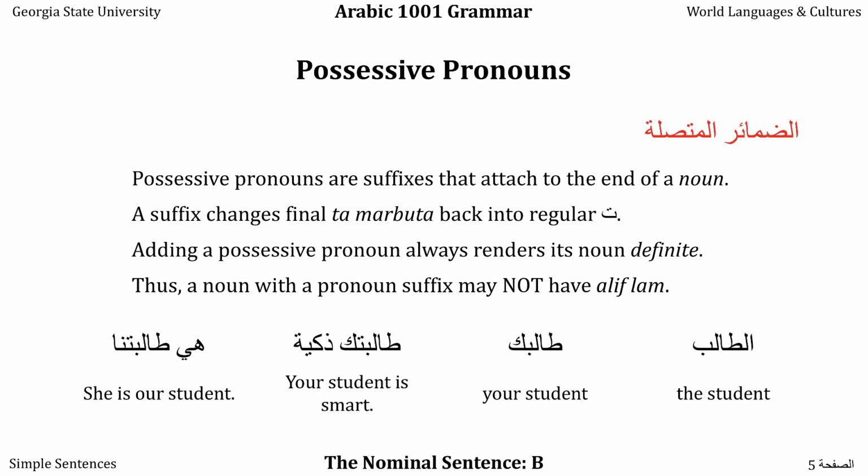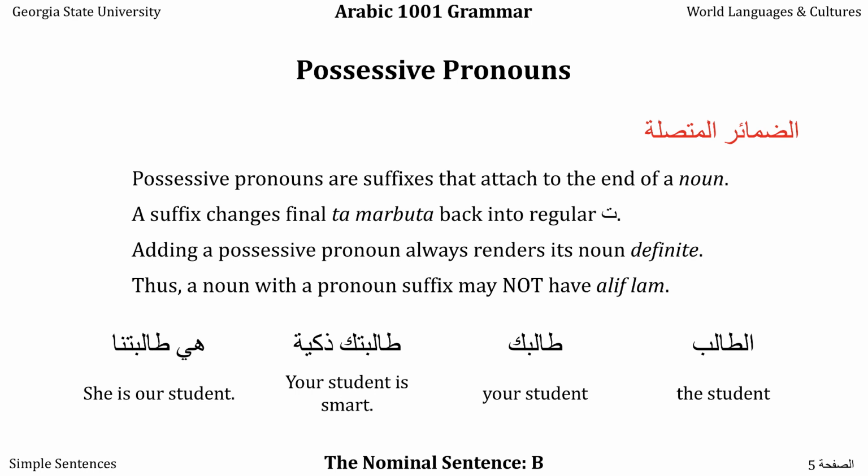Talib is student. If we add alif lam, we make it at-talib, the student, which is definite. If we make it talibuk, we add a possessive suffix. That makes it definite. Your student, and we cannot add alif lam to this. Talibatuk, your student. Notice that now the student is a woman because we've taken the ta in ta marbuta and untied it into regular old ta because it's no longer the last letter in the word. Talibatuk, your student. And then we have dhakia. Dhakia is indefinite.